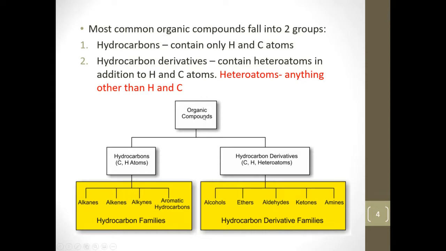So the structure of what we've studied thus far in the major subject of organic compounds, then we looked at the hydrocarbon atoms, the alkanes, alkenes, alkynes, and then the aromatic hydrocarbons, or the cyclic shaped hydrocarbons. And then today we're looking at the hydrocarbon derivatives, which contain those heteroatoms. And we'll look at these five different types of derivative families: the alcohols, the ethers, the aldehydes, the ketones, and the amines. And we'll look at what they look like in terms of chemical structure, and what their purposes and uses are.